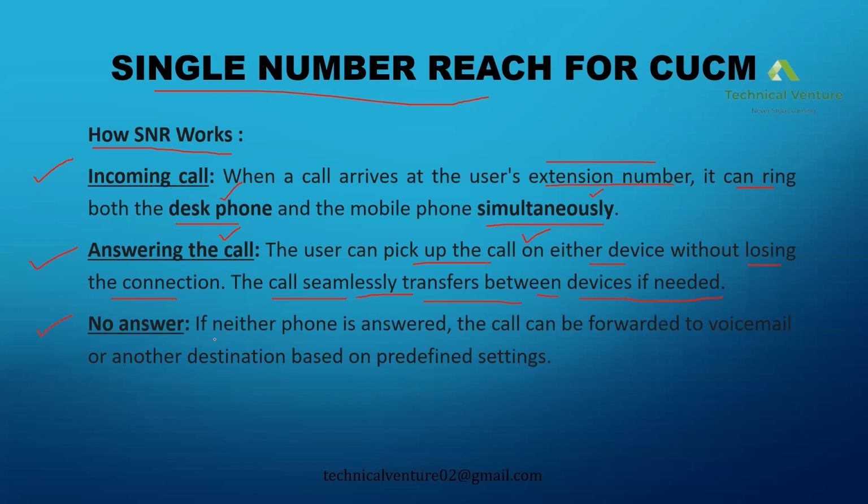It says if neither of the phones is answered, right? Let's say you didn't answer it on your desk phone and you didn't answer it on your cell phone as well. That call can be forwarded to your voicemail or any other destination based on the predefined settings. So these settings we need to do, whether we need to transfer the call or forward the call to our voicemail or forward the call to any other extension number or any other cell phone number, whatever that is in our settings we need to do. Usually we can just forward it to our voicemail.